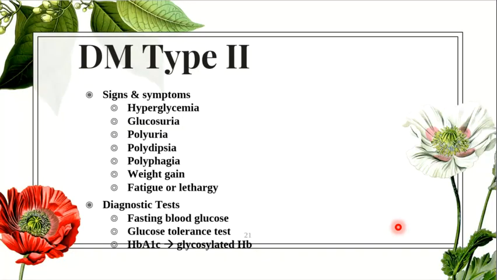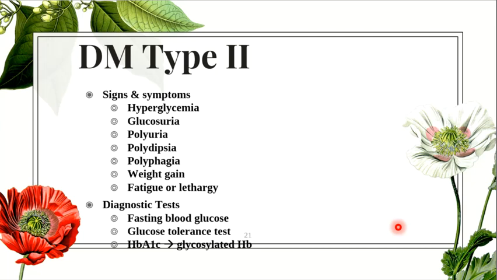What will be the signs and symptoms? The signs and symptoms will be hyperglycemia, of course, more sugar level, glucosuria, so glucose is excreted in urine, polyuria, increased number of times of urination, polydipsia, increased thirst, polyphagia, increased hunger, eats a lot, weight gain, because they eat a lot they are going to gain weight, fatigue or lethargy. In spite of eating properly, in spite of drinking so much, they are still tired and fatigued.